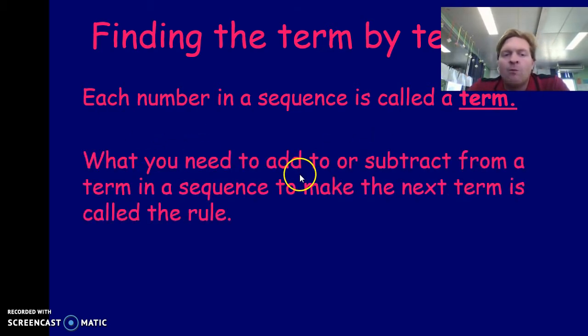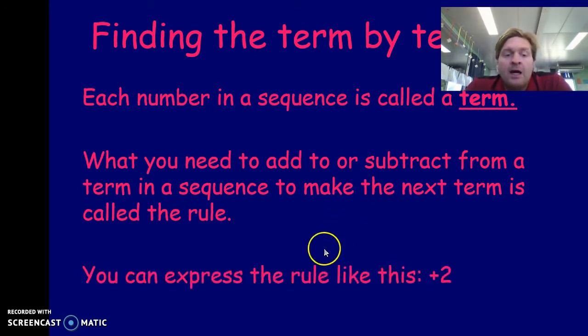What you need to add to or subtract from a term in a sequence to make the next term is called the rule. So whatever we're doing with that number, whether it's dividing, multiplying, subtracting, adding, we call that the rule. But each number is called the term. Later on in the week, we're going to be creating tables, and you're going to see that more clearly. And you can express the rule like this. So, for example, the rule here is +2.